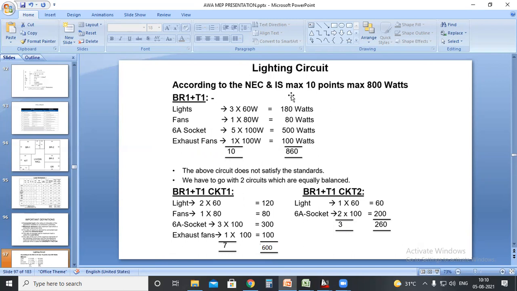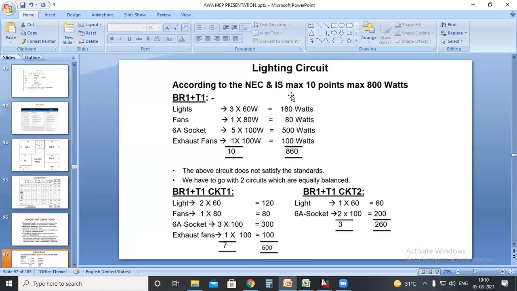10 points and 800 watts. So in this particular example, we will be sticking very strictly to the standards. Even if 1 point is coming extra, we need to follow the standard. But in a real case, if you are having 11 points in a particular circuit, you can just ignore that one. If 1 point is coming extra, that is not an issue. But here in this example, whenever we see an extra point, we need to follow the standard and break it into 2 separate circuits.